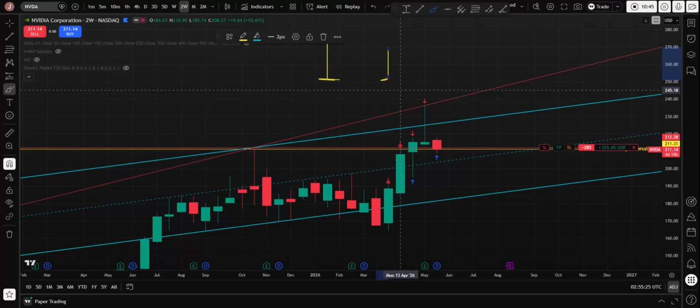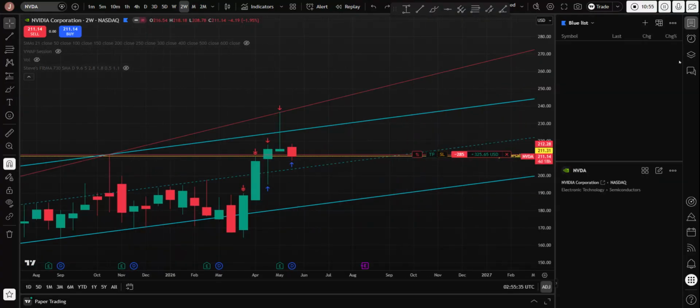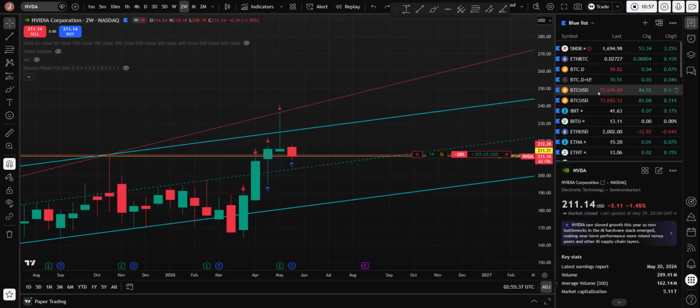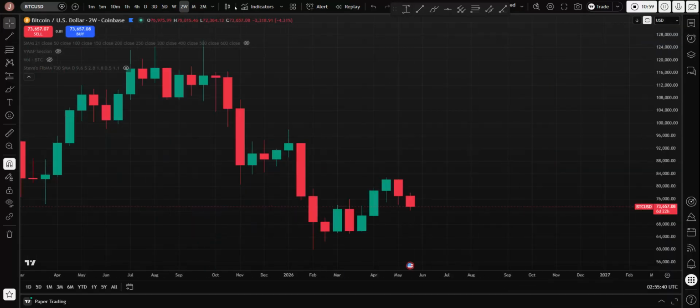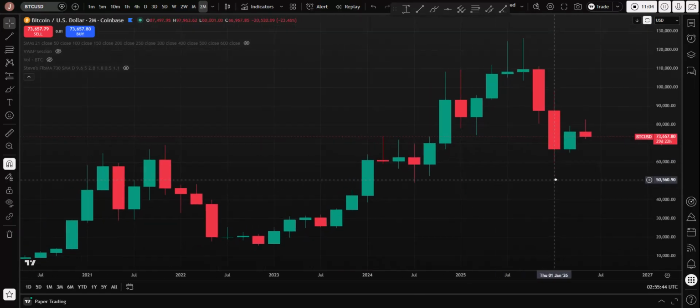Okay, because gravestone dojis are the worst of the worst reversal candles. Those are like the worst you can get. Okay, last time we saw something like that was in Bitcoin. Okay, let's go to the Bitcoin chart. I could show you evidence of it, and it was in the higher time frame as well. So let's go to the 2 month chart. You could see it here.